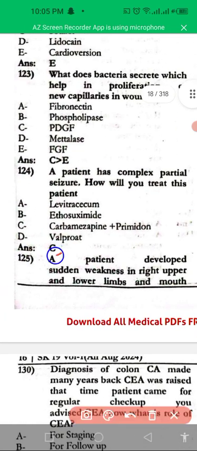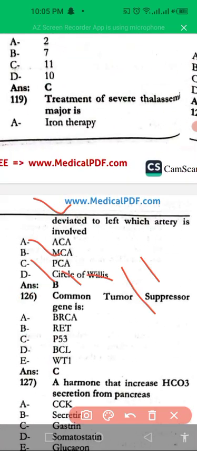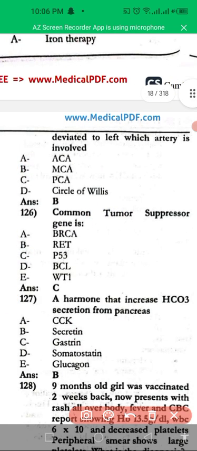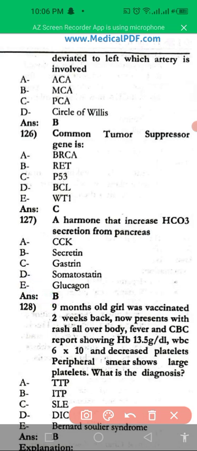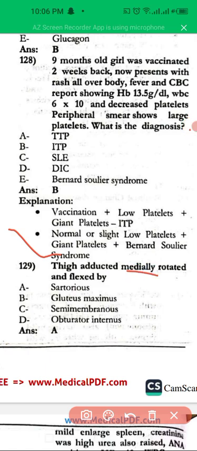Next one: a patient develops sudden weakness of the right upper limb and lower limb and mouth deviation. I think the mouth is deviated to the left side. The artery involved in this is the middle cerebral artery. The tumor suppressor gene is P53. Next one: the hormone that increases bicarbonate secretion from the pancreas is secretin. Okay, so the thigh is adducted, medially rotated, and flexed with the help of the sartorius muscle.